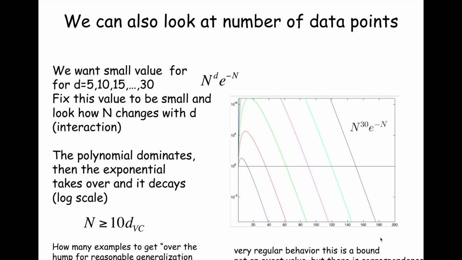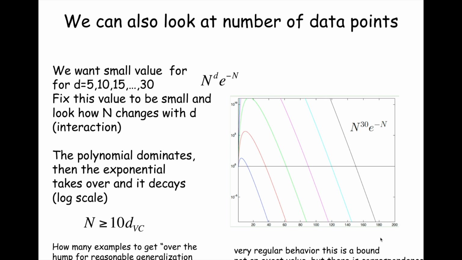But nonetheless, you have this characteristic domination of the polynomial term, the complexity of your hypothesis set, until eventually the number of in-sample points is big enough to pay for that complexity, and that probability of the bad event gets sufficiently small that it becomes a very rare occurrence that in-sample error diverges from out-of-sample error. And so this behavior is very regular, and this is a bound and not an exact value.